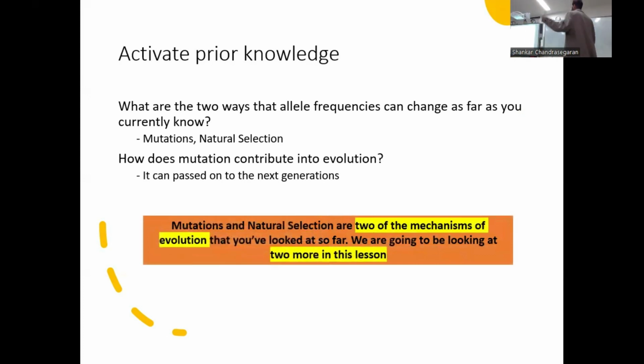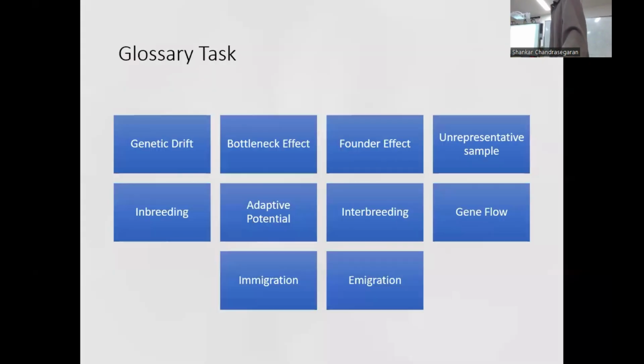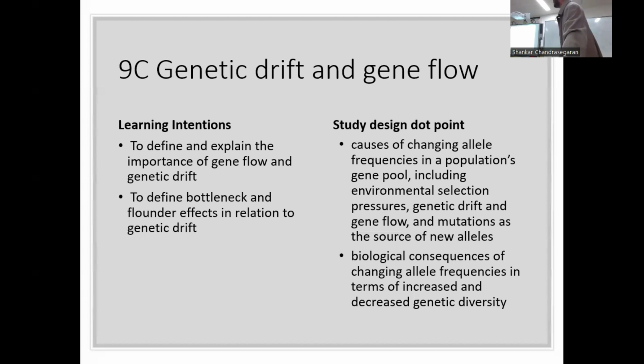So like I said, these are the two mechanisms of evolution that we've looked at so far. Today, we're going to be looking at two more mechanisms of evolution. In other words, two more ways allele frequencies can alter within a population. The two ways are genetic drift and gene flow. The study point is that you will look at how changing allele frequencies in a population can be caused by natural selection, genetic drift, gene flow, or mutations.